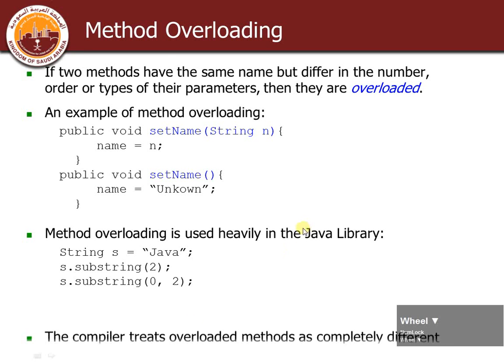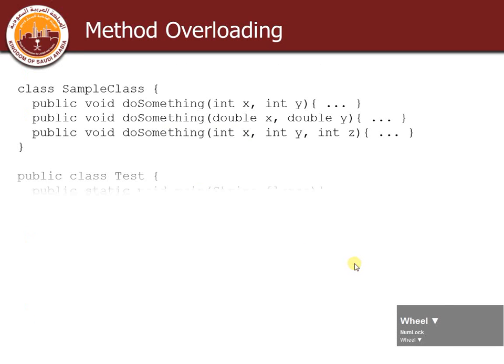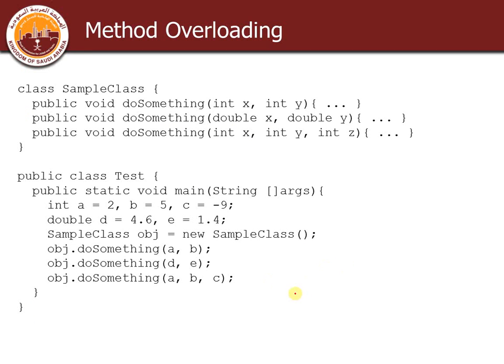Okay, let's have some small examples. Have a look at this. We have this sample class and then this test class that is instantiating this sample class. This object is from this data type. So have a look at this. When I'm using this doSomething, which doSomething am I calling? This one over here. How did you know that? I'm calling the first one. Why?